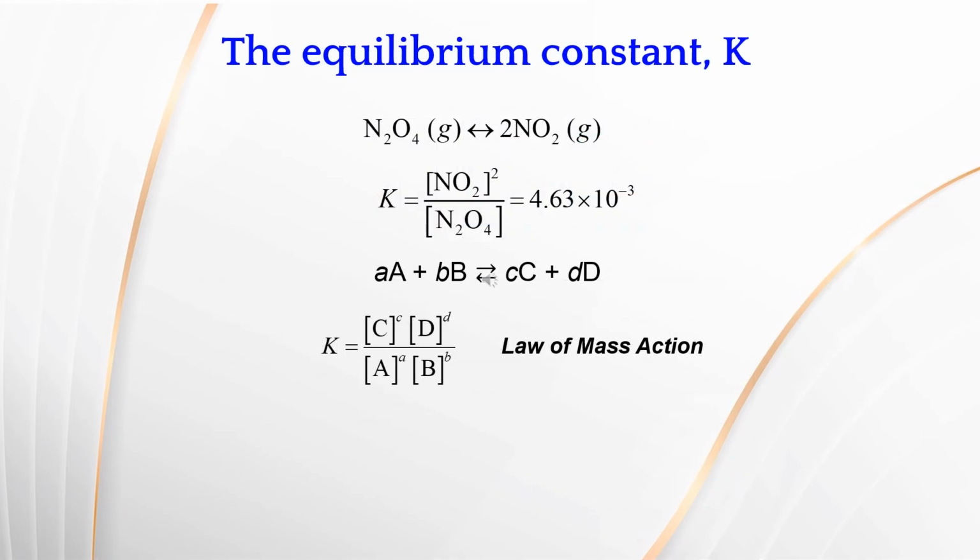So based on the results obtained, we can generalize the phenomenon with the following reaction, which we call the law of mass action, where C and D are the products and A and B are the reactants, and the small letters a, b, c, d are the stoichiometric coefficients. The law of mass action holds that for a reversible reaction at equilibrium and a constant temperature, a certain ratio of the reactant and product concentrations is a constant value.